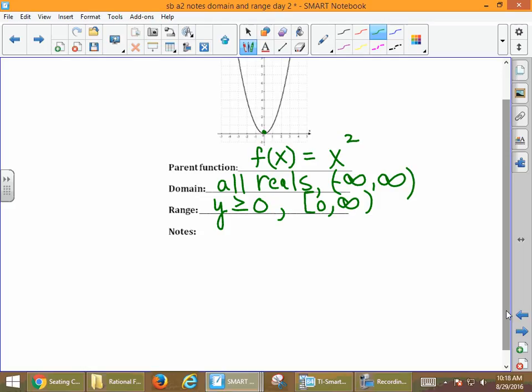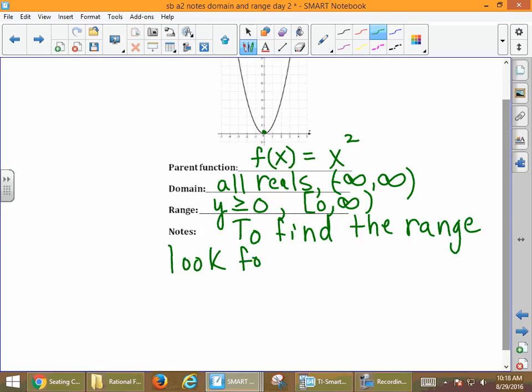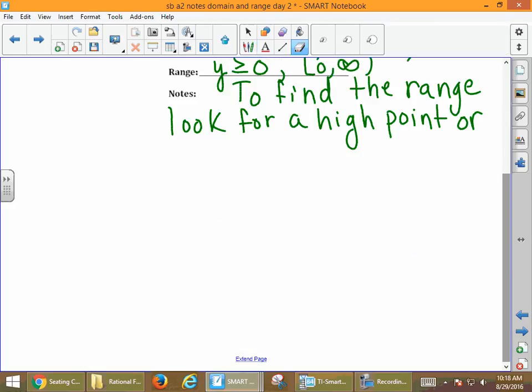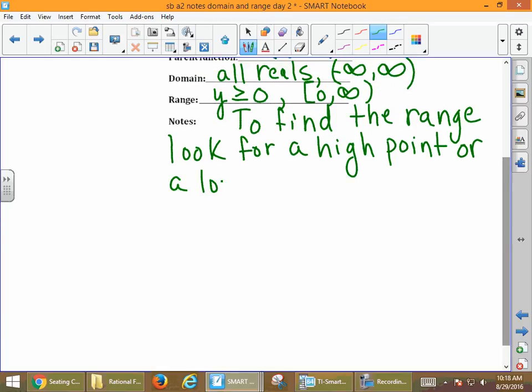And that's helpful to find the range, which is what I put in my notes. Again, my notes don't need to be the same as yours, but to find the range, look for a high point or a low point on the graph. It's much easier to find the range with the picture.